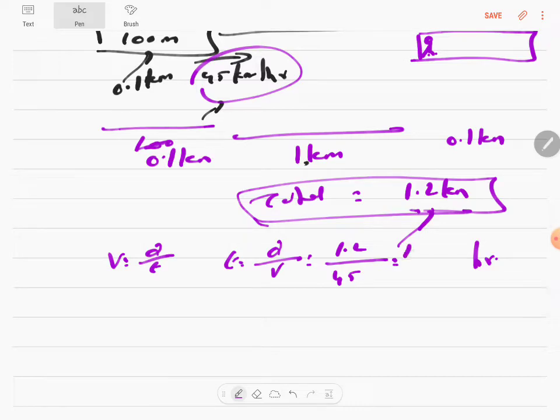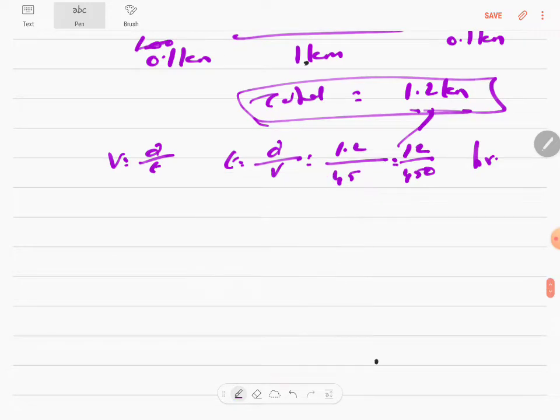So you can write 12 by 450, then you can cancel, it will be in decimals, whatever be the hours, and you can multiply it with 60 to convert it into minutes and so on. So this is the way. Let's go to the next question, the ninth question.